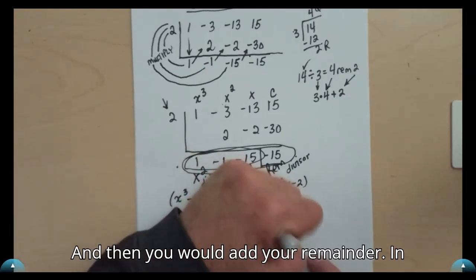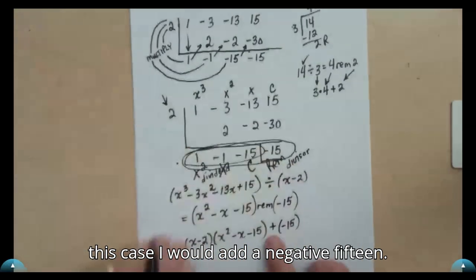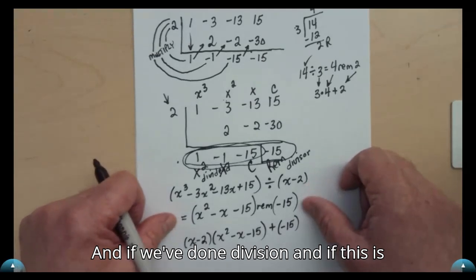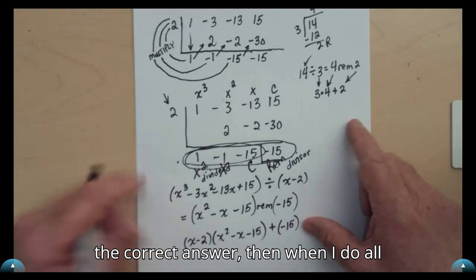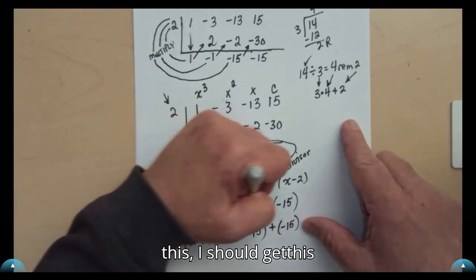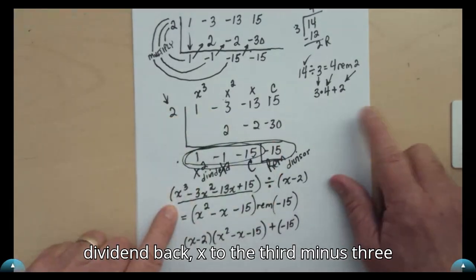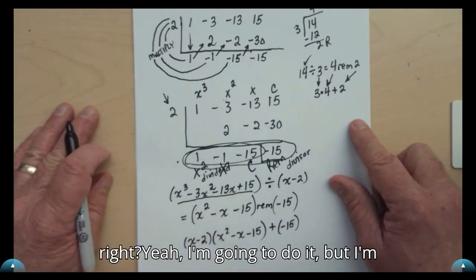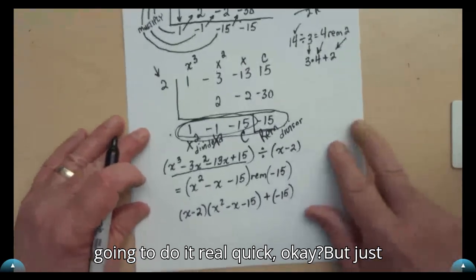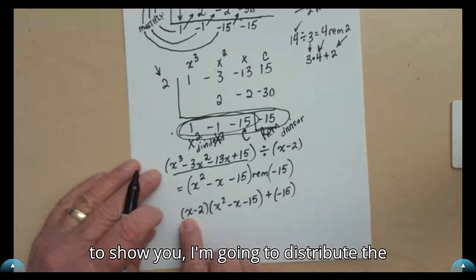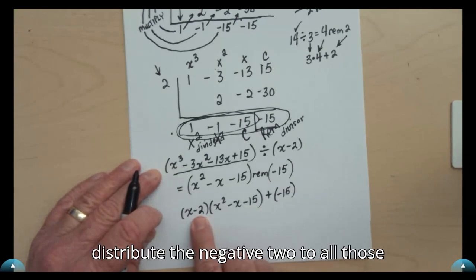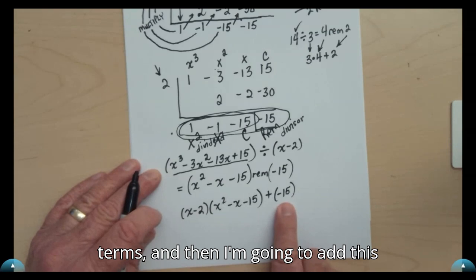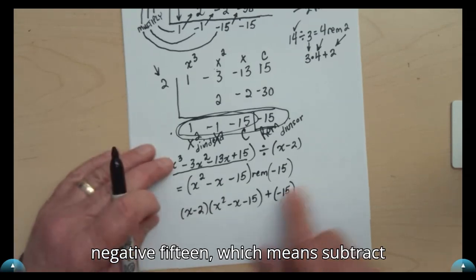And then you would add your remainder. In this case, I would add a negative 15. And if we've done division, and if this is the correct answer, then when I do all this, I should get this dividend back, x to the third minus 3x squared minus 13x plus 15, right? I'm going to do it real quick, okay? Just to show you, I'm going to distribute the x to all these terms. I'm going to distribute the negative 2 to all those terms. I'm going to combine the like terms, and then I'm going to add this negative 15, which means subtract 15.